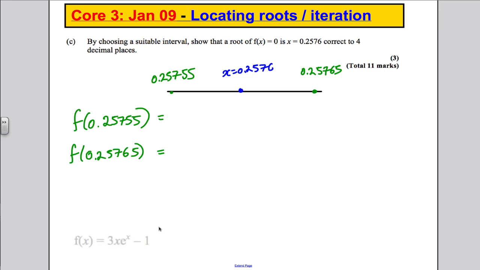So if we do it, here was our original function, and we're solving f of x equal to 0. We're starting with x is 0.25755. We type that into our calculator, and we get negative 0.00038, and you type into your calculator the same thing but for 0.25765, and you get yourself 0.00011, and therefore the same old thing, therefore change of sign.